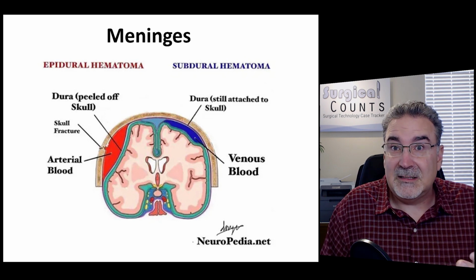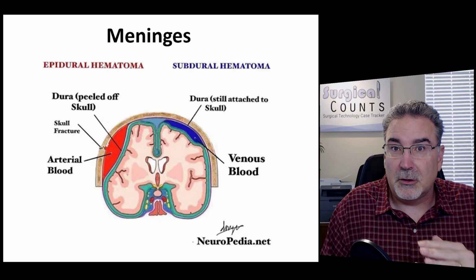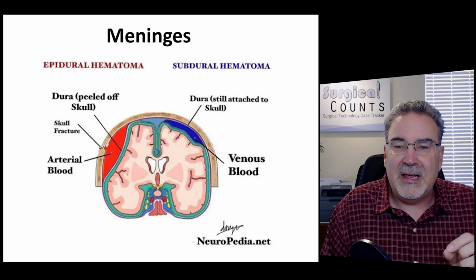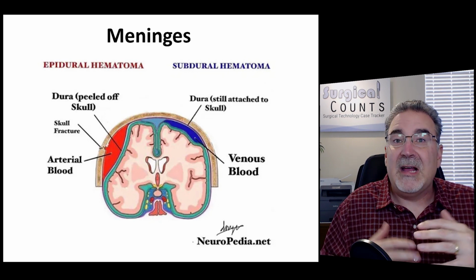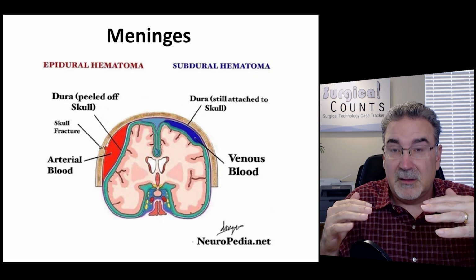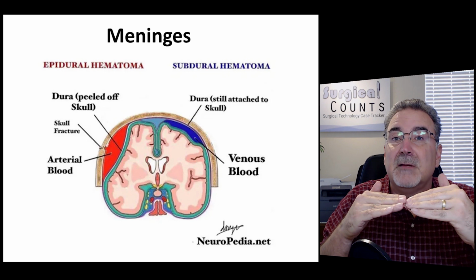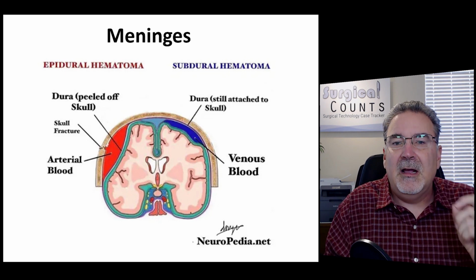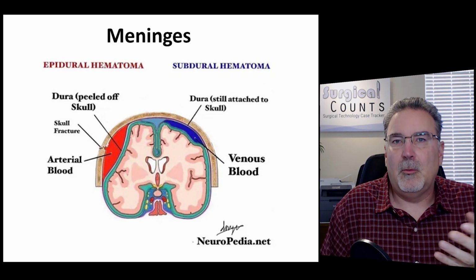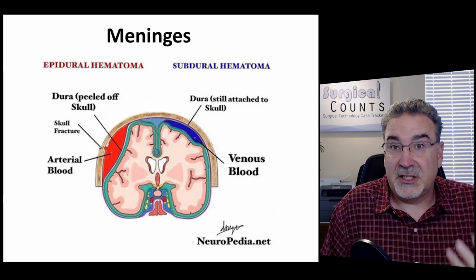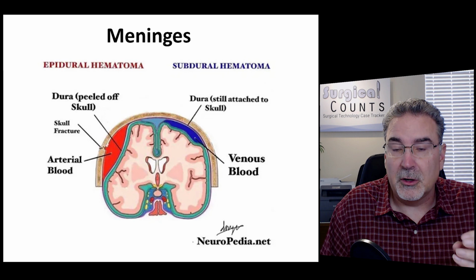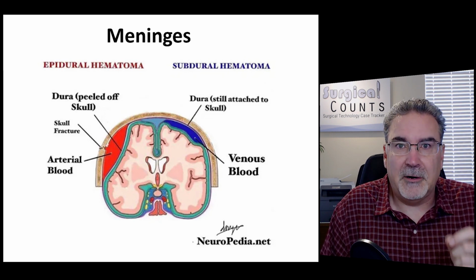And blood from the veins, as we learned, is under much lower pressure, much lower blood pressure than the blood from the arteries. So that hematoma formed by the venous blood is going to grow much more slowly because it's under much less pressure than the blood from the arteries. And while both of these are bad, it is the epidural hematoma, the arterial blood that is under high pressure, that creates an emergency situation that we need to get in there and take care of very quickly.